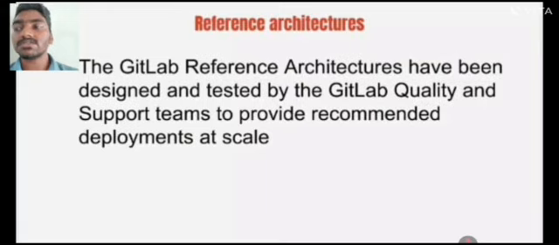So next one is reference architectures. GitLab reference architectures have been designed and tested by the GitLab quality and support teams to provide recommended deployments at scale. The architecture uses a GitLab server. There are three types. One is the AD server, which is for authentication. The next one is target systems, which is for deployment. And the next one is the GitLab runners server. It is optional and it is for builds.